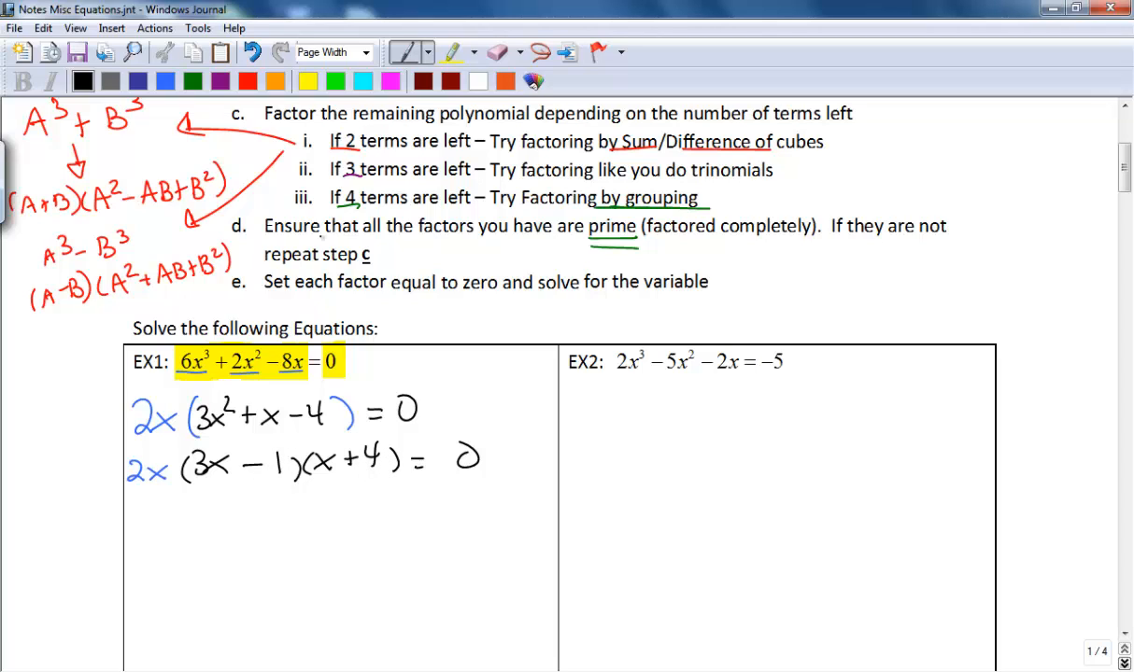Let's just check this in our head to make sure it works. 3x times x gives me 3x squared. 3x times 4, that's 12, so that is not going to work. So I'm going to try rewriting this the other way. I'm going to try my plus 4 here and my minus 1.